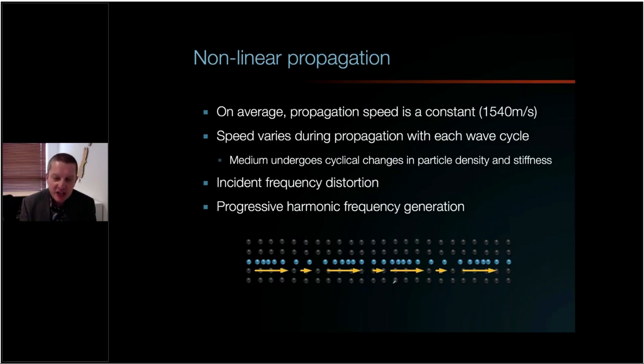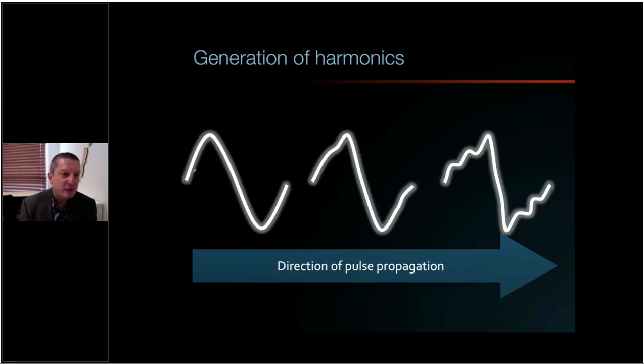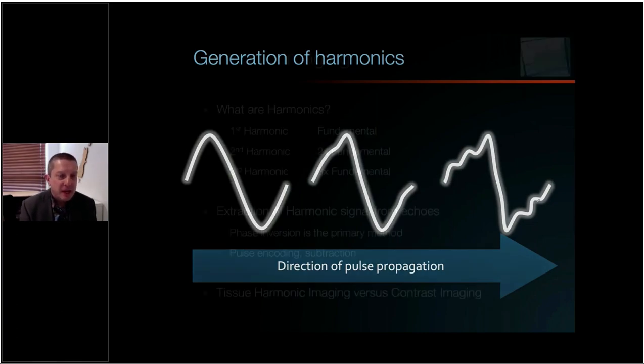But it is these cyclical changes that introduce distortions into the propagating wave, so that the initial sound wave might be nice and sinusoidal, but as the sound propagates in the tissue, this nonlinear propagation starts to introduce distortions. These distortions are higher order frequencies, and they are called harmonics.